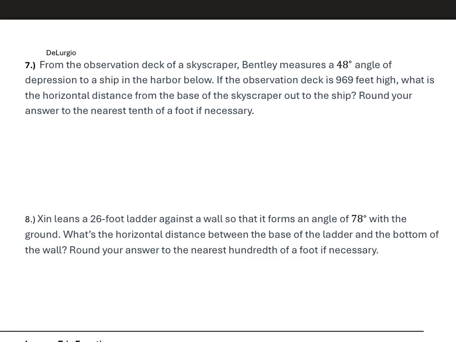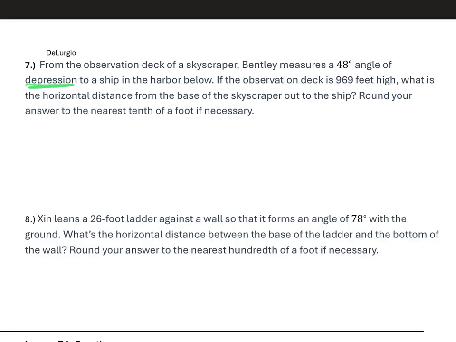Okay, here's another one. This is angle of depression, so we have to be careful with our labeling. It says from the observation deck of a skyscraper, Bentley measures a 48-degree angle of depression to a ship in the harbor below. If the observation deck is 969 feet high, what is the horizontal distance from the base out to the ship? Round your answer to the nearest tenth.